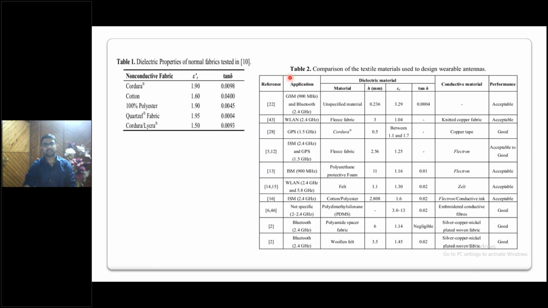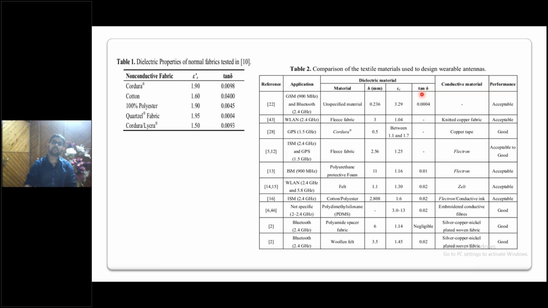These are some of the references that I have given. Based on the choice of frequency, you can choose your material with a particular height and dielectric constant that is given here. And we have another important parameter, tan delta. It is nothing but the dielectric loss coefficient.